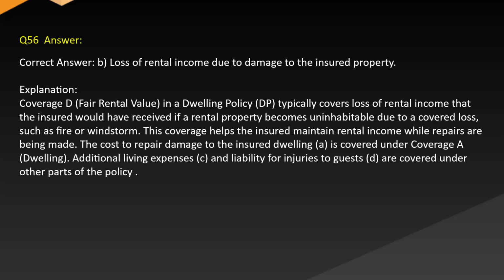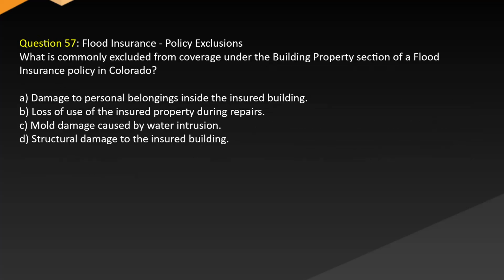The cost to repair damage to the insured dwelling is covered under coverage for dwelling. Additional living expenses (C) and liability for injuries to guests (D) are covered under other parts of the policy. Question 57. Flood insurance. Policy exclusions. What is commonly excluded from coverage under the building property section of a flood insurance policy in Colorado?